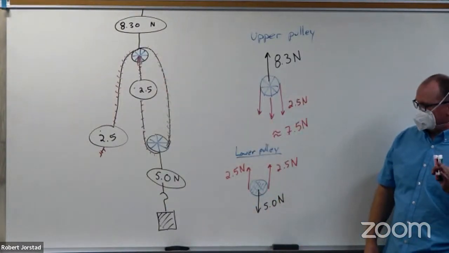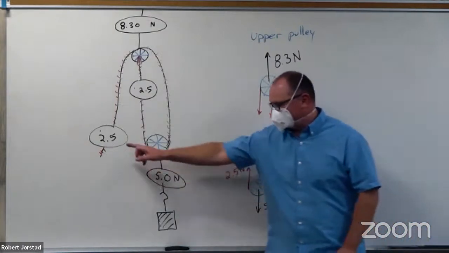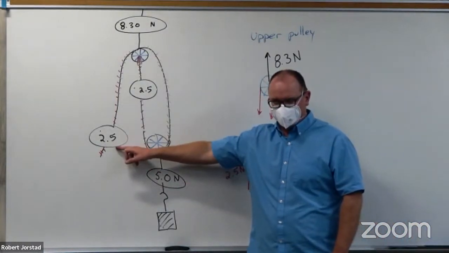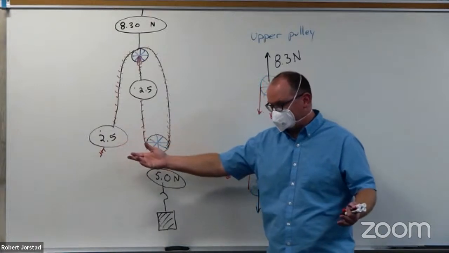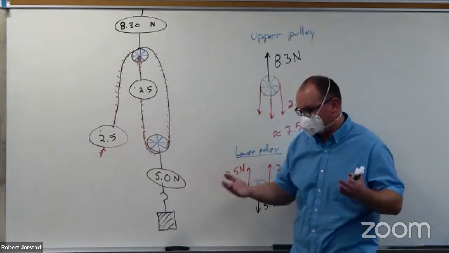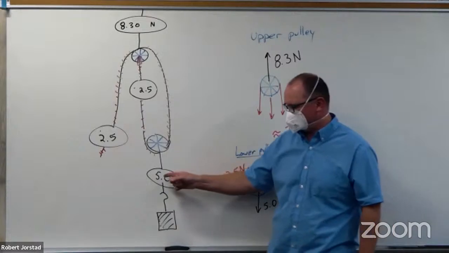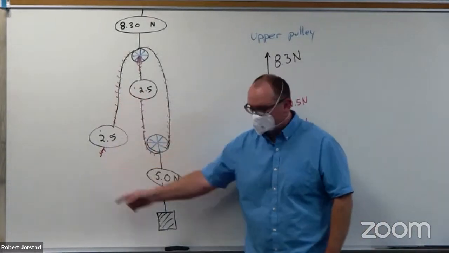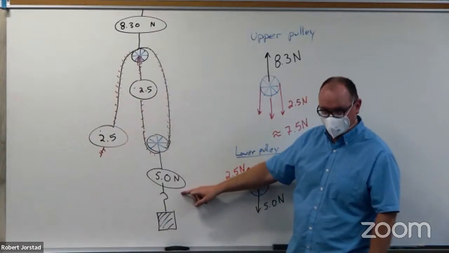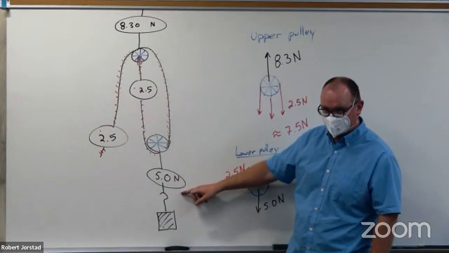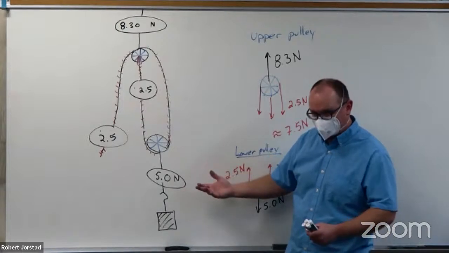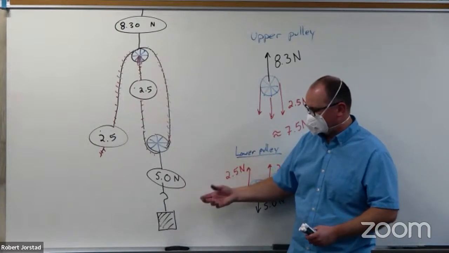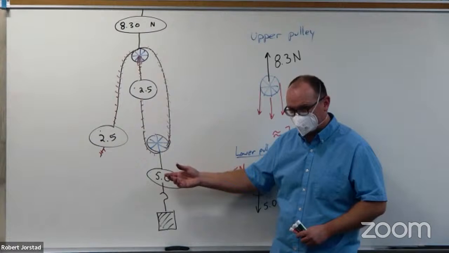There's a trade-off though, right? I'm able to use half the force. So how much rope do you think I need to pull? Twice as much. Let's do a quick check. We can look at this thing. If I pull 1 meter of rope, how much should this block go upwards? I'm getting a force doubling, so what has to happen? If I get twice as much force, what happens to the distance?